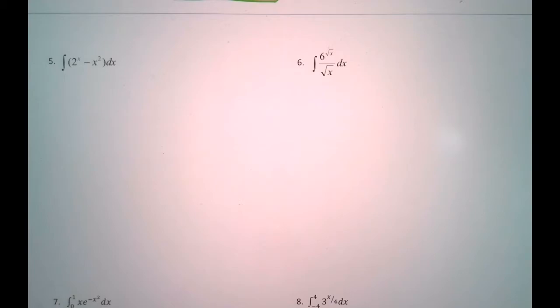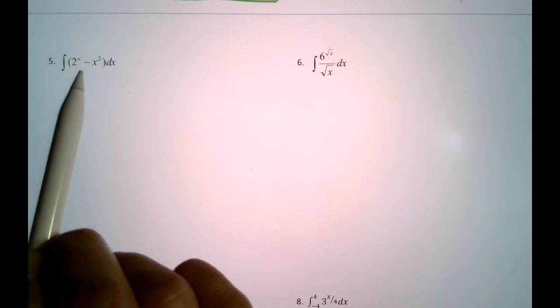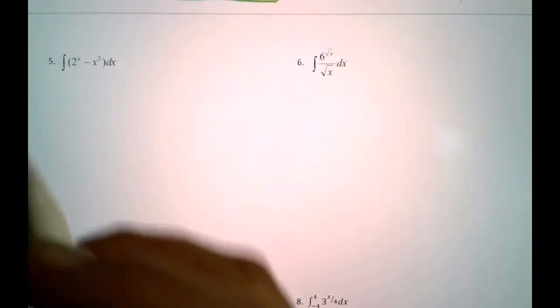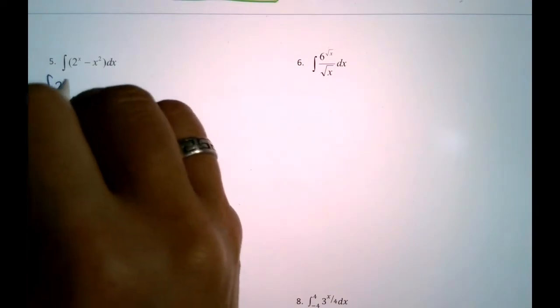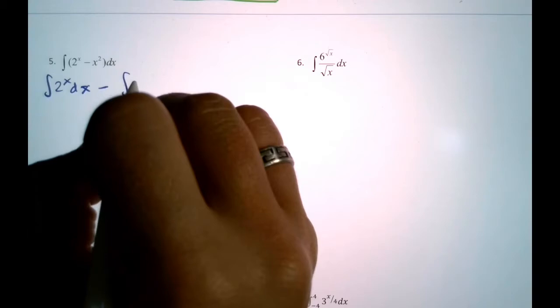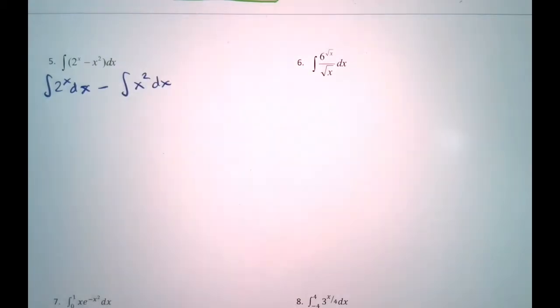So I'm going to utilize that here, starting out the same way. You see that subtraction sign in here. You are allowed to handle these guys separately. I can say, well, let me work on the integral of 2 to the x dx, and then let me work on the integral of x squared. You're allowed to do these things term by term or piece by piece.